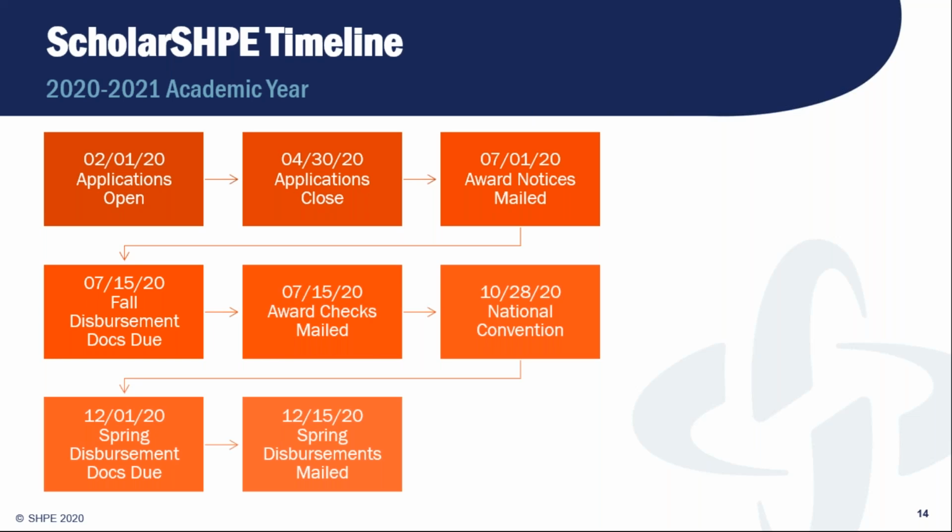So if you are in communication with anybody who's applying to our scholarship program or who has applied to our scholarship programs in the past, please help us spread the word about this timeline, because it's earlier than it has been in the past. And if folks are going to be applying based on what they've done in the past, they may miss this deadline, and we don't want that to happen.